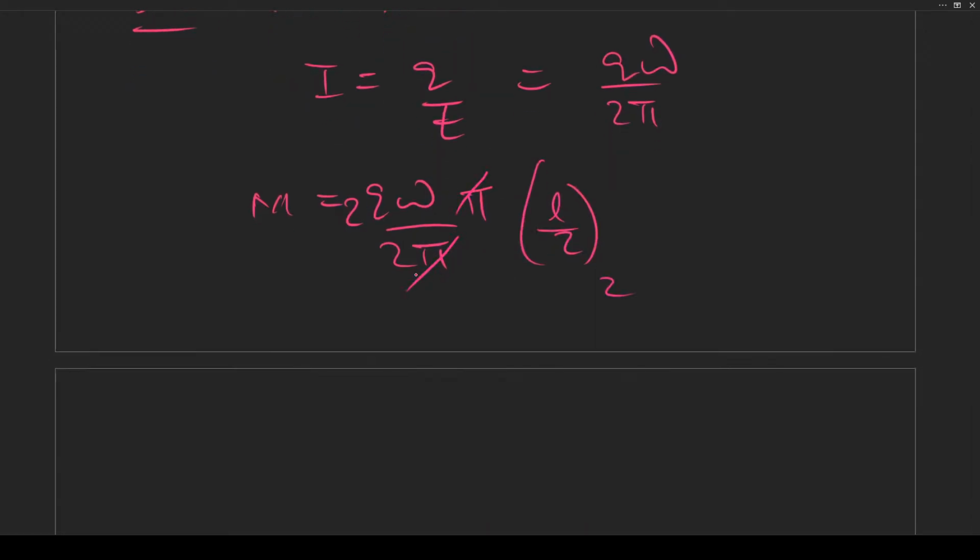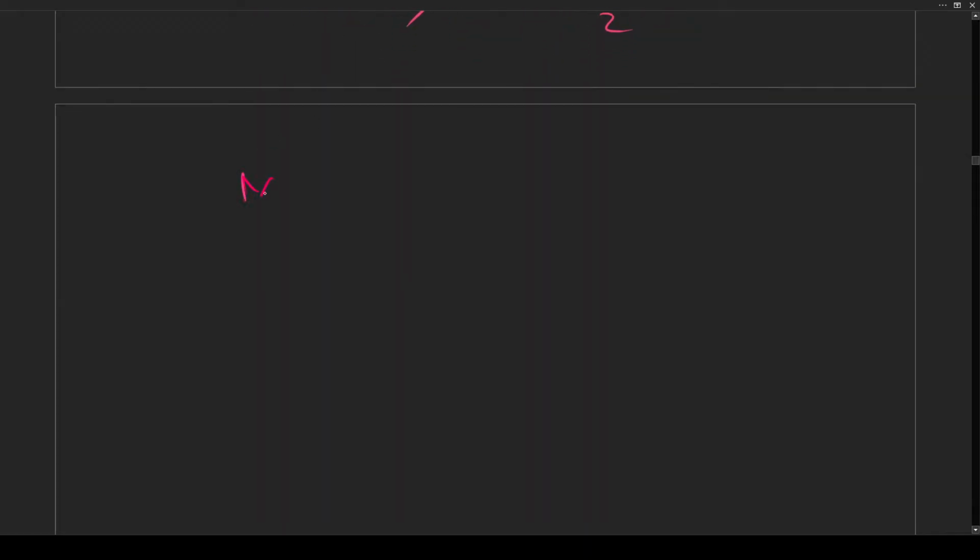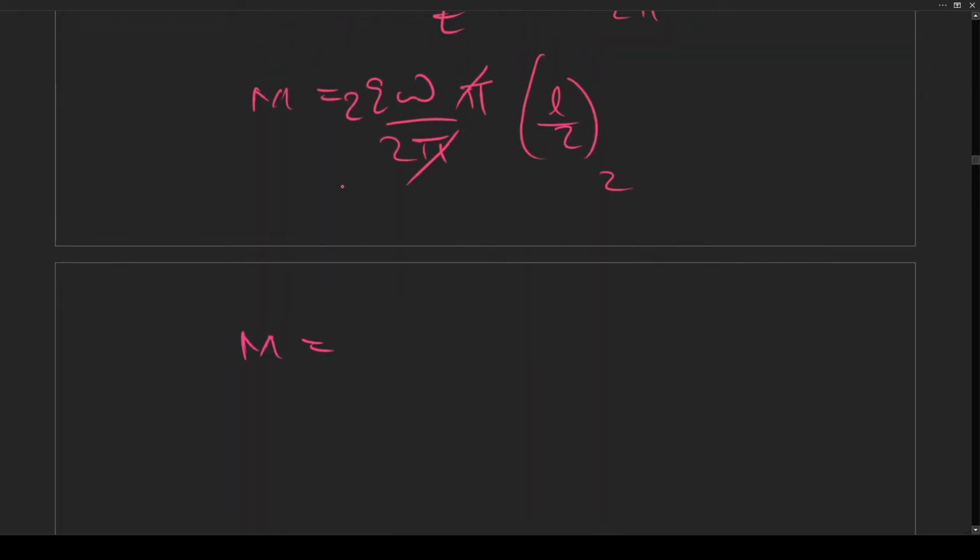Pi cancels, we will get magnetic moment, which is equal to, 2 also cancels, q omega L square by 4. This is the final magnetic moment.